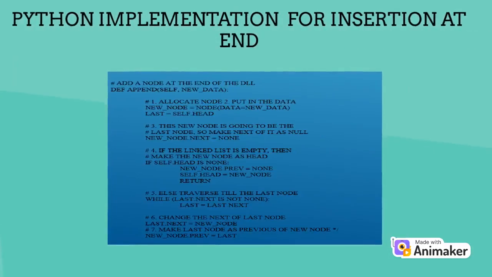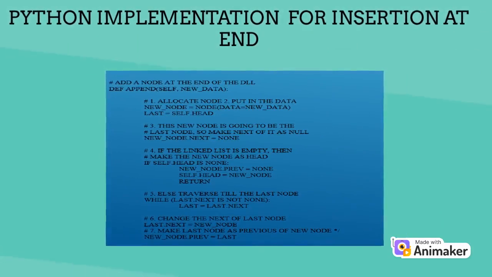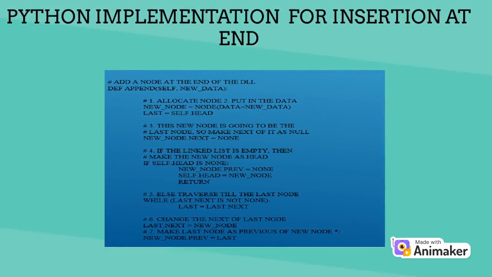This is the Python implementation for inserting a node at the end in doubly linked lists. In this we have to pass only one argument, new_data. For adding a node at the end, first we have to allocate the node and then put in the data. Then, this new node is going to be the last node, so make the next of it null. If the linked list is empty, then make the new node the head, otherwise traverse till the last node, then change the next of the last node. At last make the last node the previous of the new node.